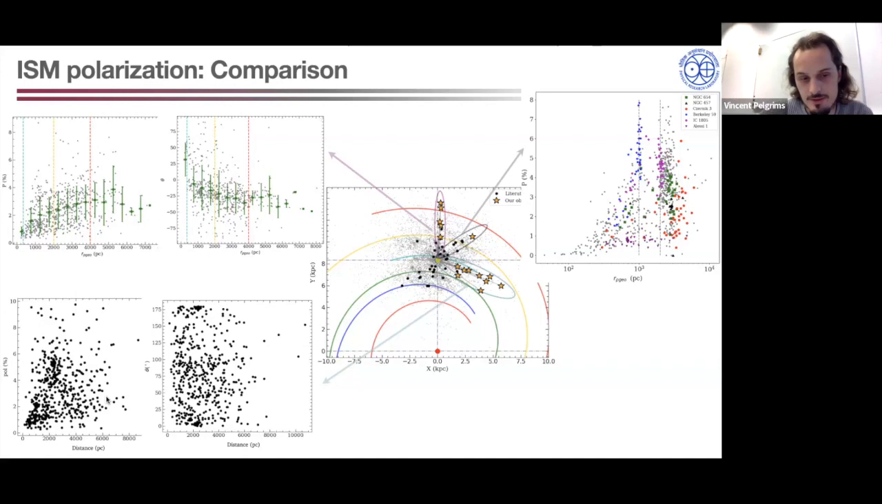Okay, so somehow your interpretation could be that you might be more affected by turbulence or small scale structures when you look tangential, because the mean field gives zero polarization, basically. Yes, I think that is the reason. Cool, thank you.